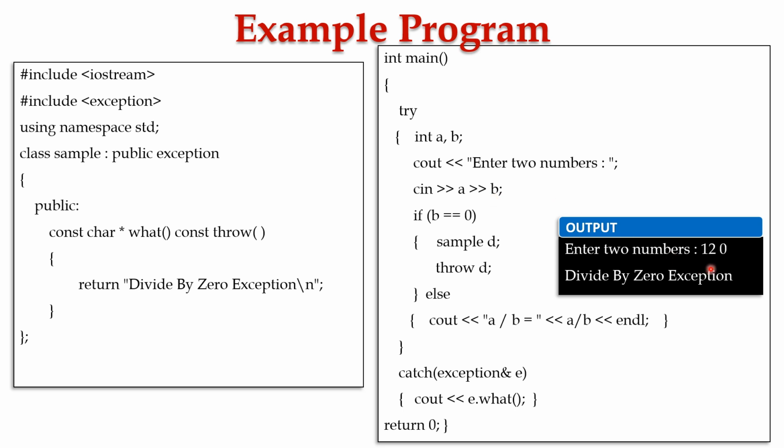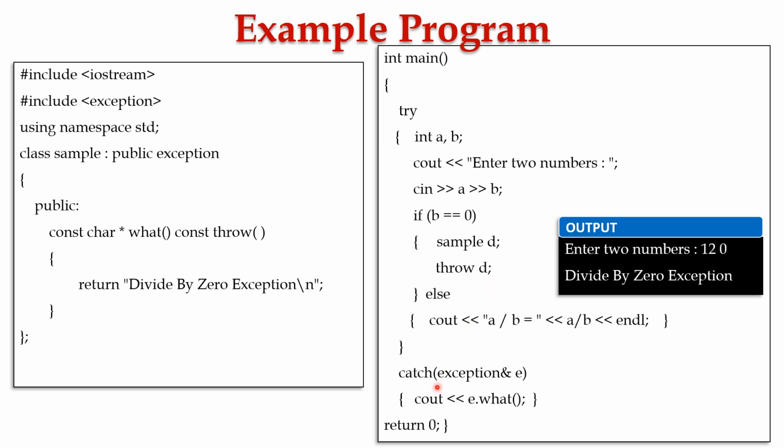The user has given the value 12 for the variable A and value 0 for the variable B. Next, we have an if statement to check whether the denominator value is equal to 0. If the denominator value is equal to 0, we know that an exception will arise. To avoid it, we are handling this code inside this try block. Yes, if B is equal to 0, object D is created for the class sample. Using the throw keyword, object D is thrown to the catch block from the try block.